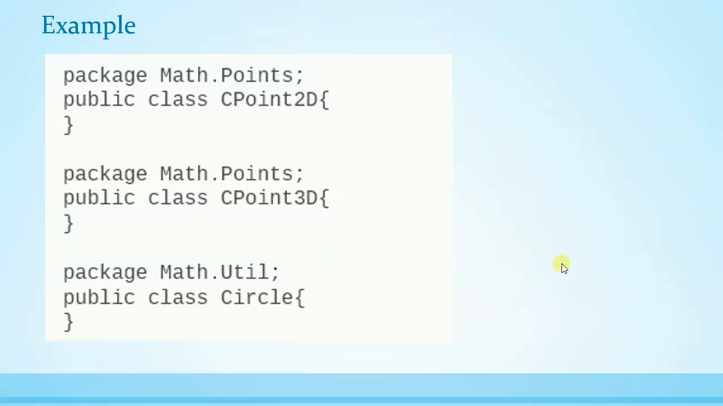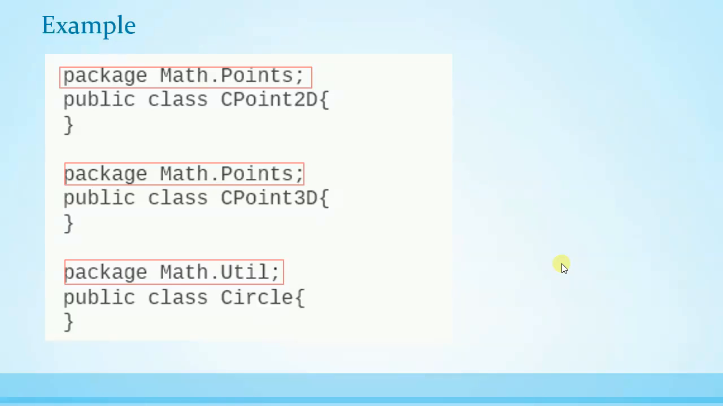In each file we have one class. In C2D.java we are defining the class C2D, and in C3D.java we are defining the C3D class. If you see, before the class name we are placing the package name.